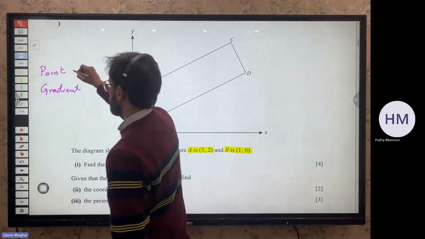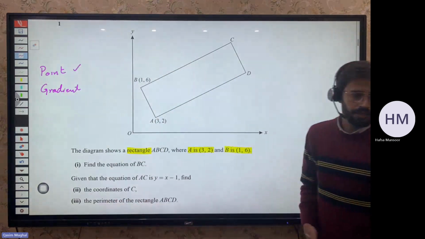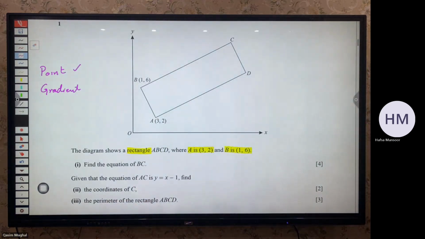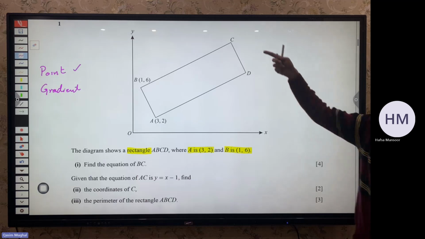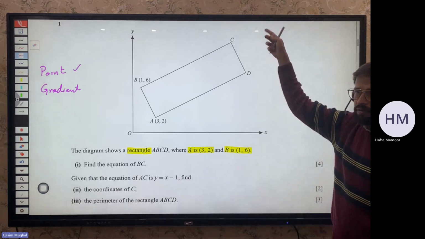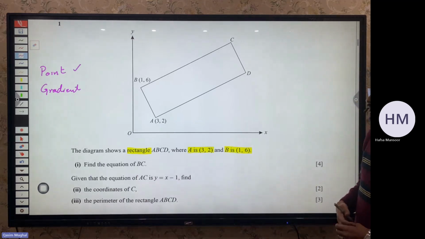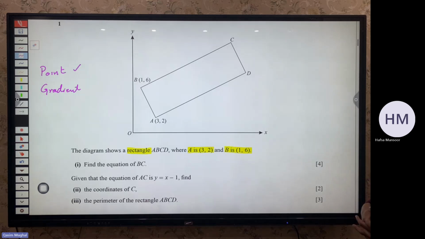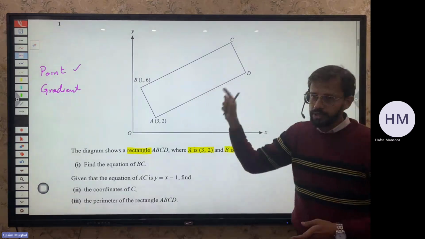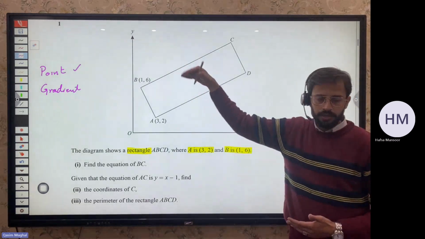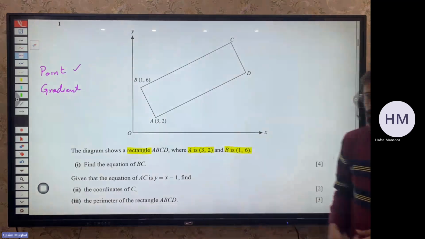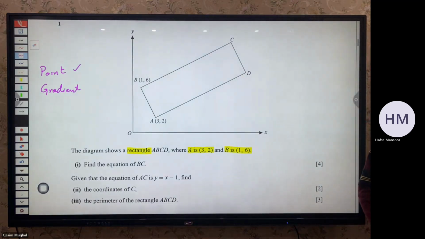So if we have the point, do we have the gradient? No, we don't, and we cannot even work out the gradient because I don't have the coordinates of C. Okay, now how to go about it? Let's make a plan here. This was a rectangle ABCD. There is a line parallel to BC as well. Have a look at it.